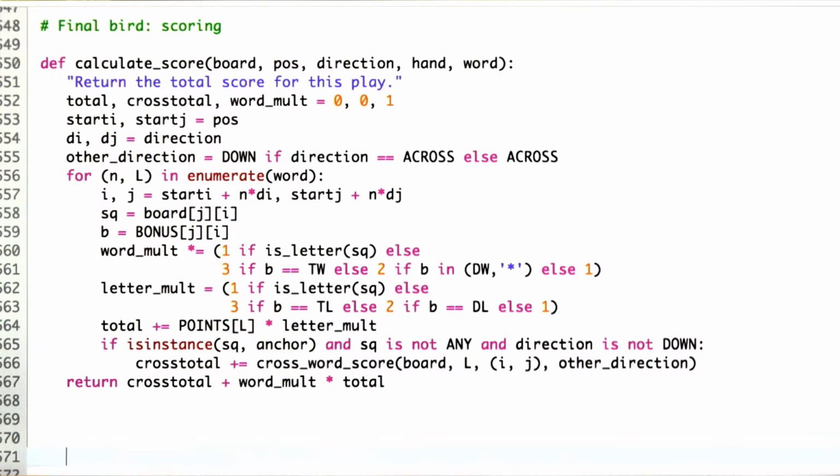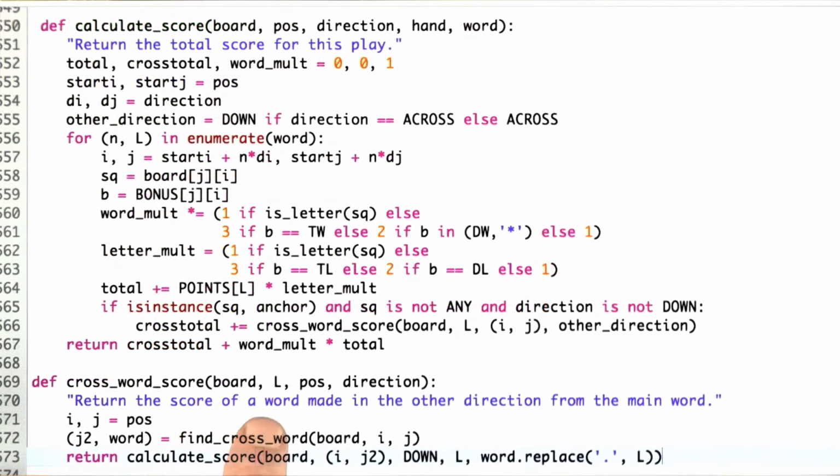That makes calculate score a little bit brittle. Probably I should refactor this to stop the recursion in some other way. But I'm so close to the finish line now, I don't want to stop to clean things up. I want to get to the end. Now here's crossword score. Figure out the position. We find the crossword. That's a function we already wrote. And then we recursively call calculate score.